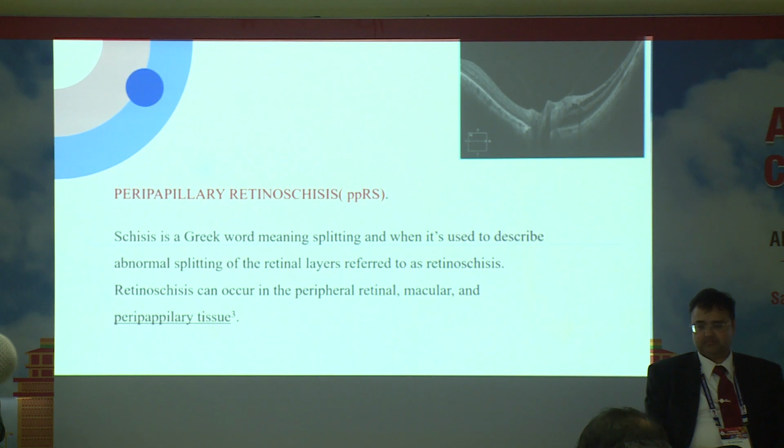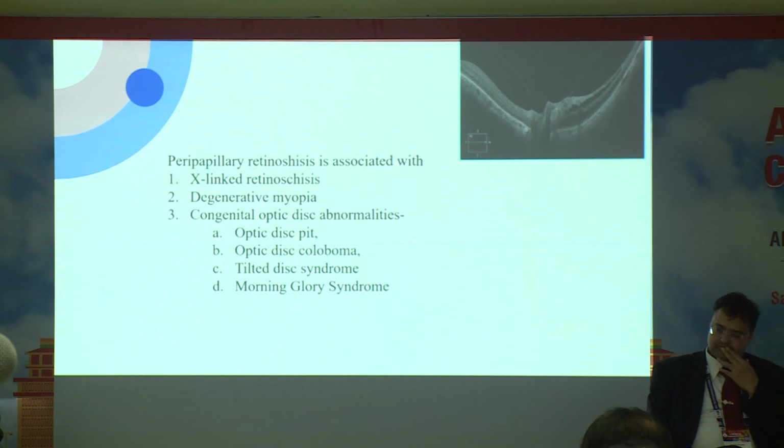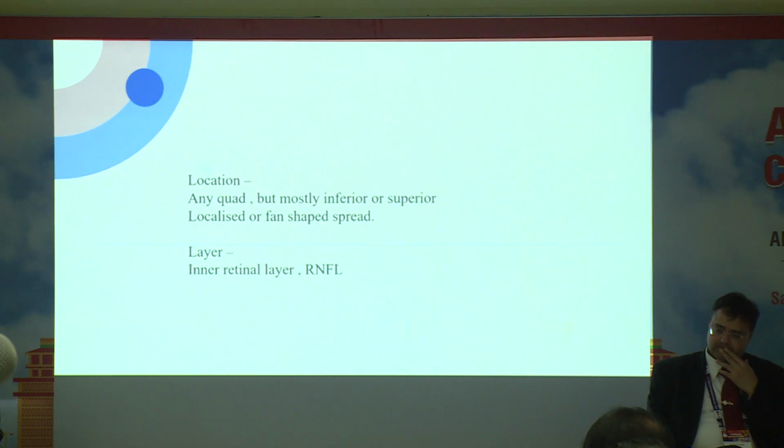So what is this? Schisis is a Greek word which means splitting, and when there is an abnormal splitting in the retinal layers, it is termed retinoschisis. It can occur in the peripheral retina, macula, or at the peripapillary tissue. It is associated with X-linked retinoschisis, degenerative myopia, and other congenital optic disc anomalies. It can be located anywhere, but is commonly seen in the inferior and superior quadrants, and mostly affects the inner retinal layers.